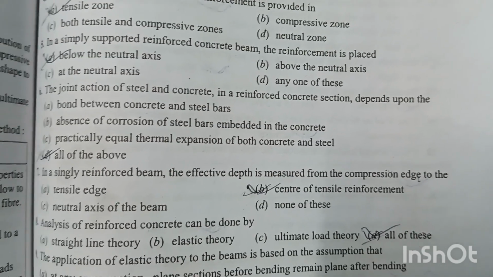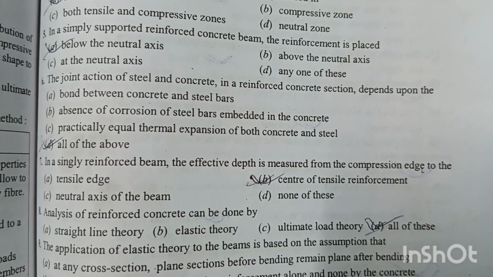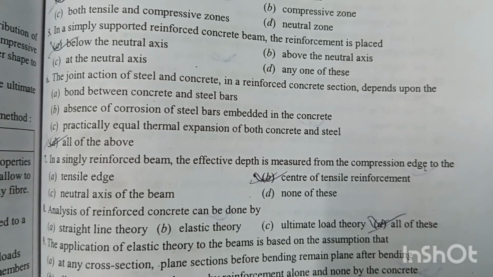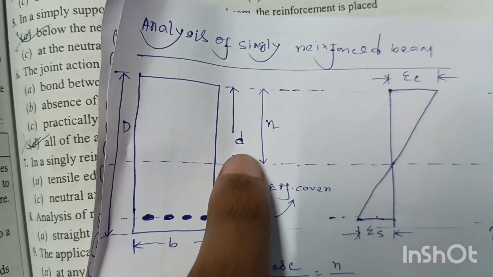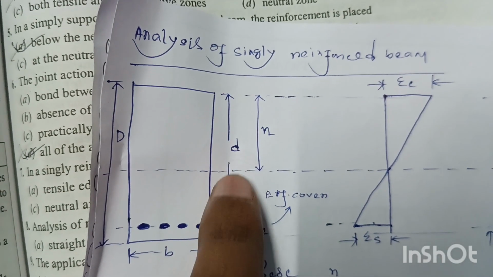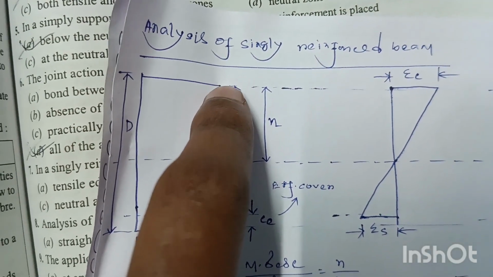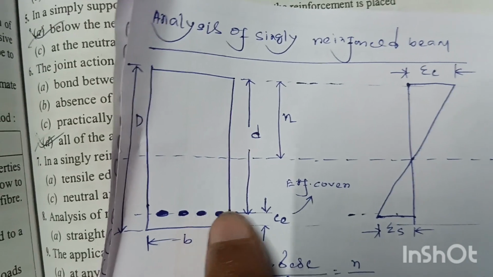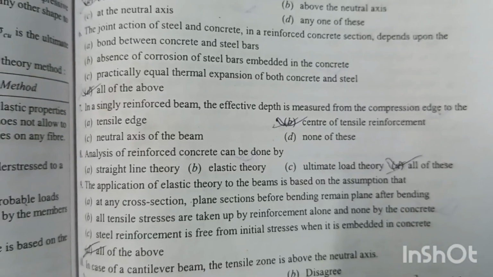Question number 7. In a singly reinforced beam, the effective depth is measured from the compression edge to the center of the tensile reinforcement. Option B is the right answer. This depth, from the top of the beam to the center of the tensile reinforcement, is called the effective depth.